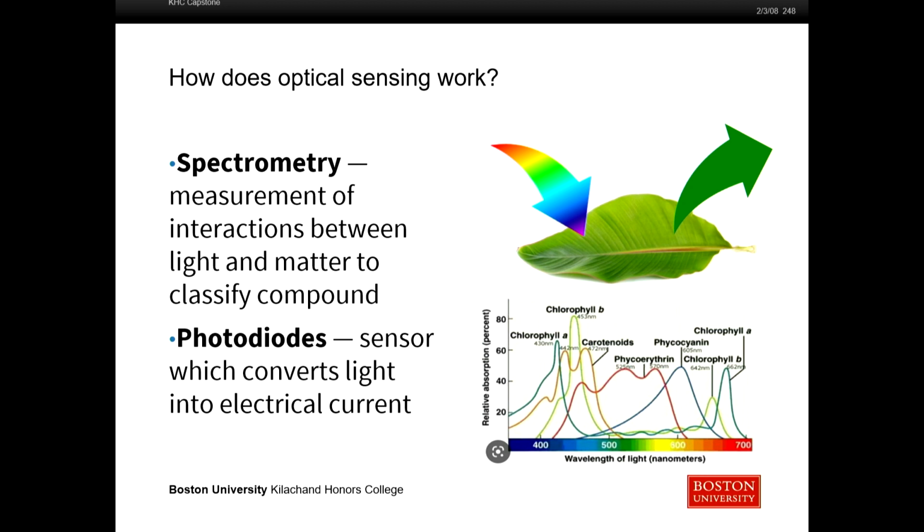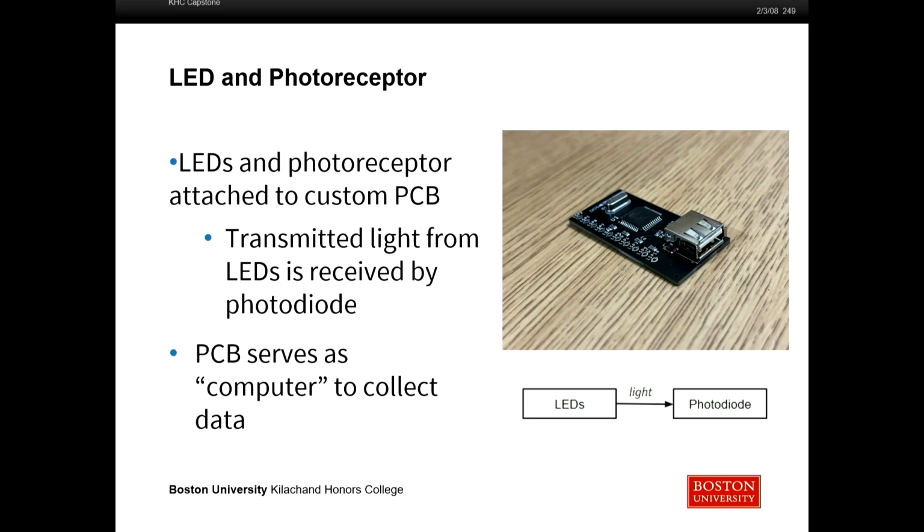And we do that using an electrical component called photodiodes, which are sensors that convert light into electrical currents. To talk a little bit more about that, our configuration in our sensor itself is an LED light, which is a specific color or wavelength, and that light is transmitted and received by the photodiode receptor, which reads in the data and is able to determine what wavelength of light was present, and therefore classify what compound was present in the sample in between. Both of these are connected to a PCB, or printed circuit board, that serves as a computer to collect and analyze data.